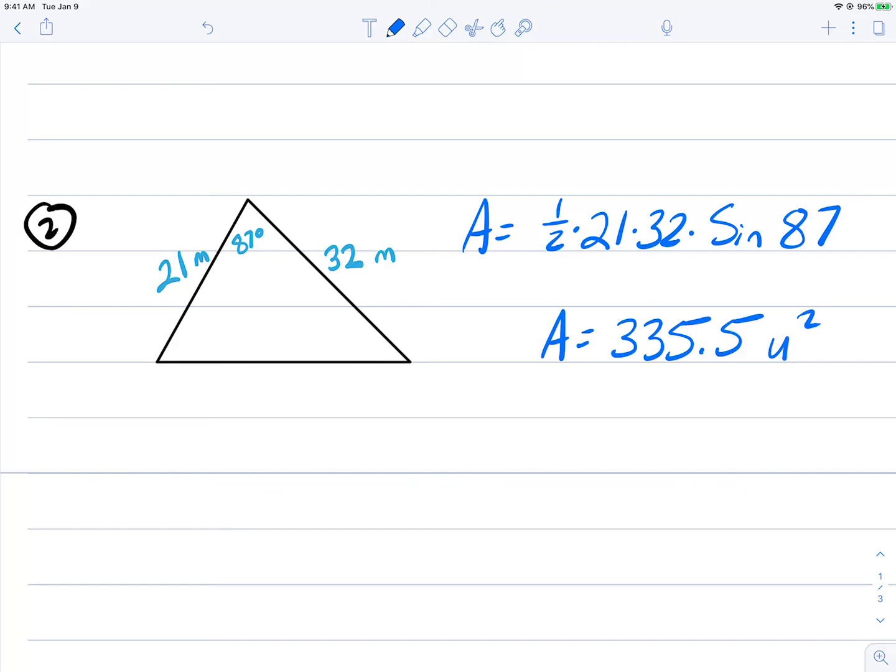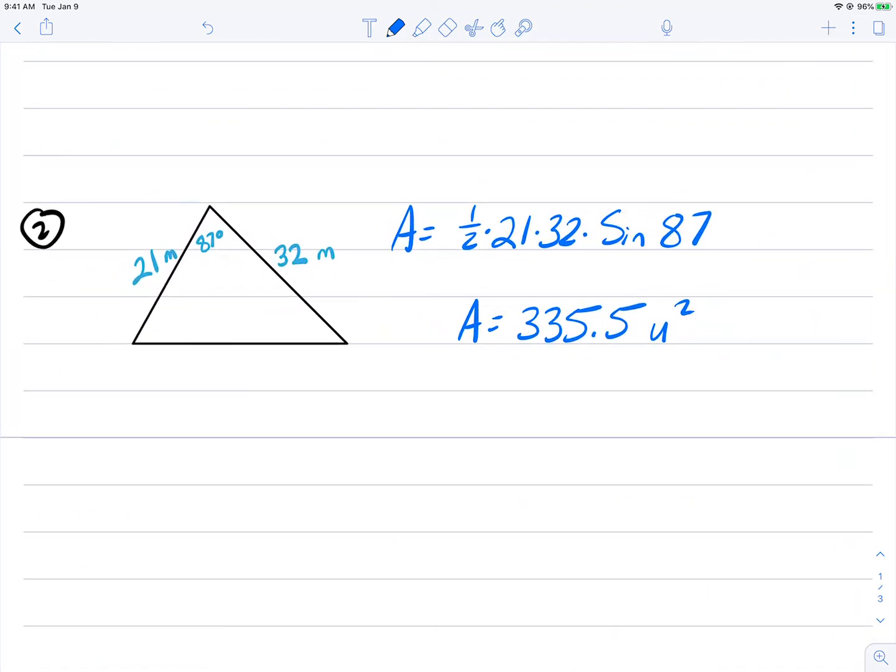So that is the formula that you're going to be using for finding the area of a triangle using trigonometry.